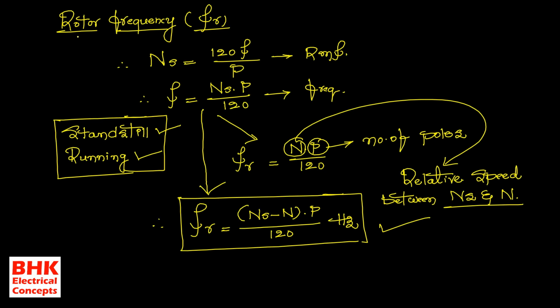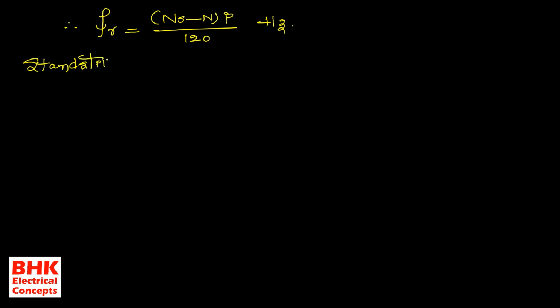So now what we are doing, first we are going to consider the standstill condition of a rotor. What is the expression we got now? Fr is equal to (Ns minus N) into P divided by 120. First we need to write that expression here: (Ns minus N) into P divided by 120. Clear? Now first we will discuss the standstill condition.